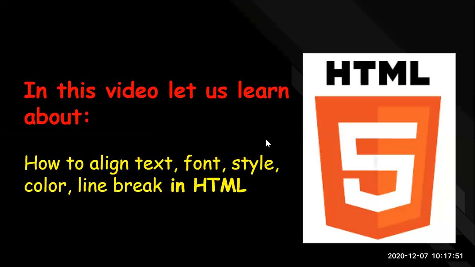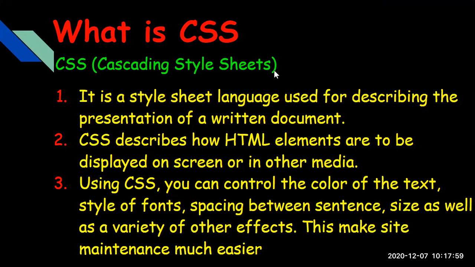In this video, let's learn about how to align text, font, style, color, line break in HTML. What is CSS? CSS is a cascading style sheet. It is a style sheet language used for describing the presentation of a written document. CSS describes how HTML elements are to be displayed on the screen or in other media.